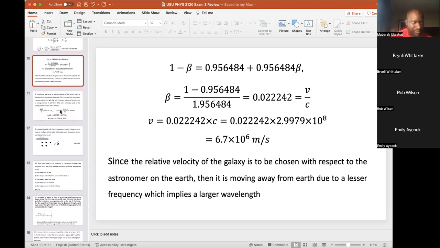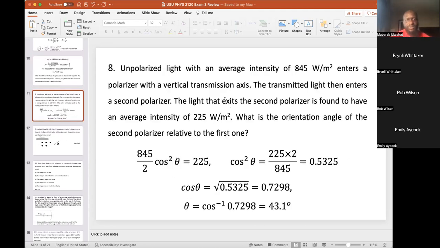Next problem. Unpolarized light with an average intensity of 845 watts per meter squared, sorry, not Weber, it's just intensity, power over area, enters a polarizer with a vertical transmission axis. The transmitted light then enters a second polarizer. The light that exits the second polarizer is found to have an average intensity of 225 watts per meter squared. What is the orientation angle of the second polarizer?